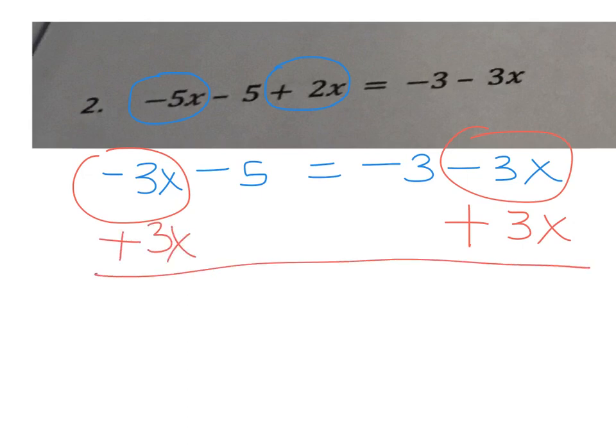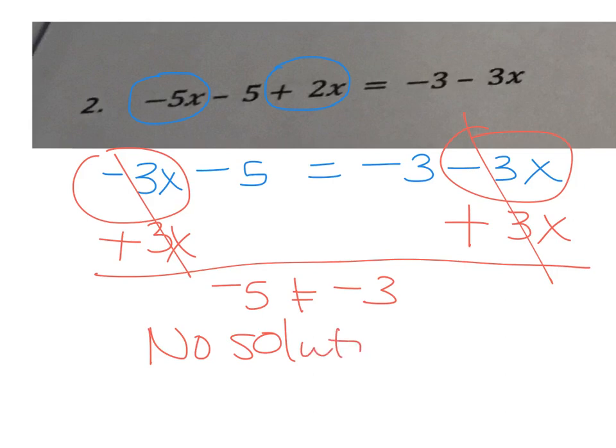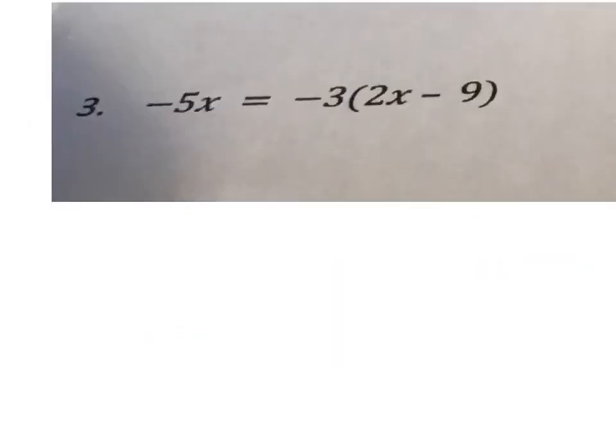And this is one of those special problems because if you notice, the variables totally cancel out. And what I'm left with is negative 5 equals negative 3. This was a special case that we talked about last week. Negative 5 equals negative 3 is not a true statement, which means this is no solutions. All right, here's problem number 3.